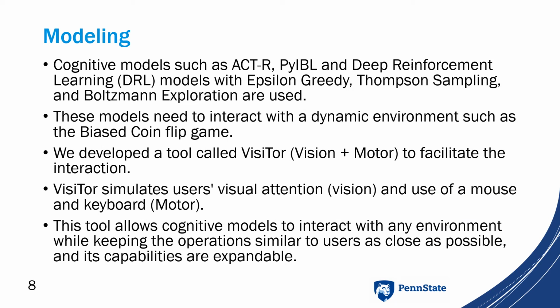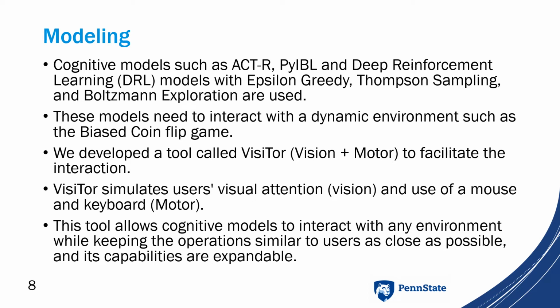As you can see, the expected reward for matching is always less than or equal to the maximizing. In order to model the decision-making process in a binary choice task, cognitive models such as ACT-R, PIBBLE, and deep reinforcement learning models with epsilon greedy, Thompson sampling, and Boltzmann equation are used. These models need to interact with a dynamic environment, such as the biased coin flip game. However, these models cannot interact with the environment on their own. So in order to expand their capabilities, we developed a tool called Visitor, which is the combination of vision and motor, to facilitate this interaction.